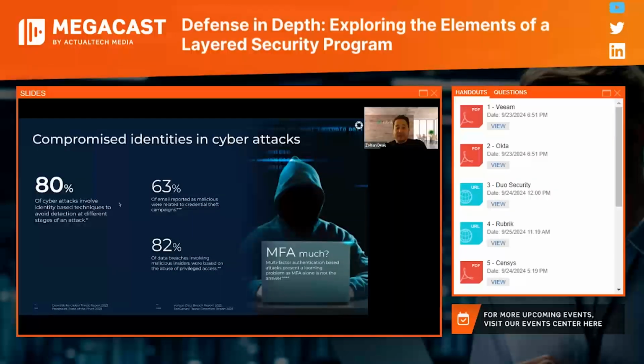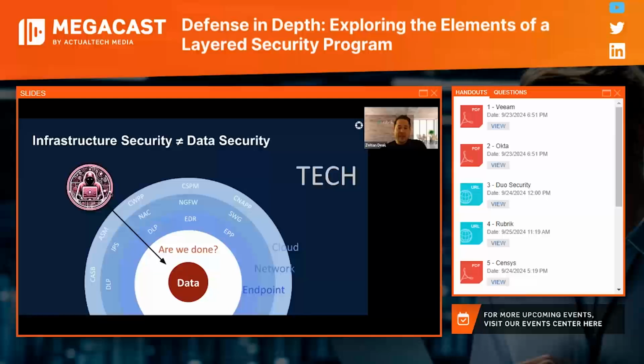And how are they doing it? It can be through vulnerabilities like MoveIt, the MoveIt vulnerability exploit, but often it's just compromising legit credentials. Over 80% of cyber attacks use identity-based techniques. So now we have attackers focusing on doing something they do very well, gaining access through compromised credentials and logging in instead of breaking in. And when they do that, they're bypassing all of your layers of defense in depth to access your data.